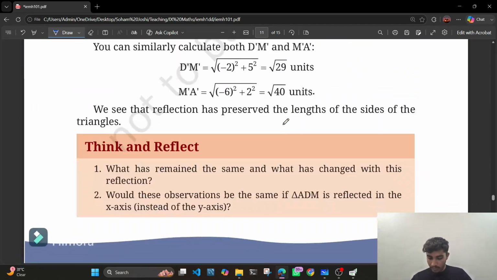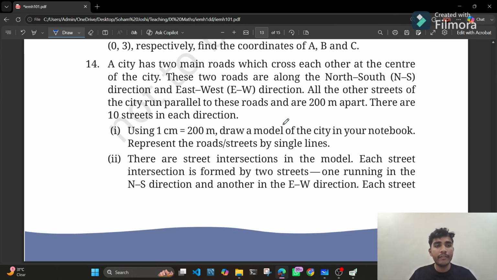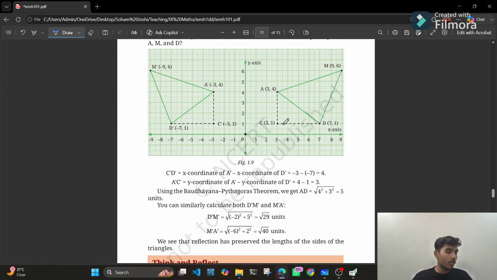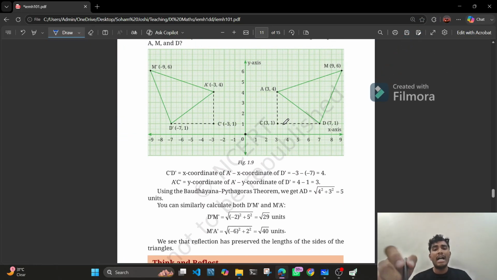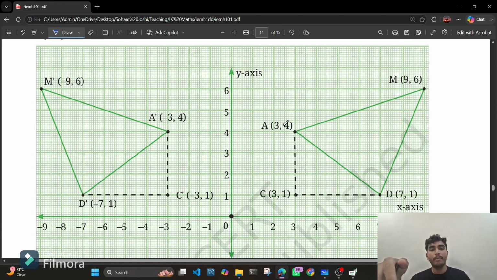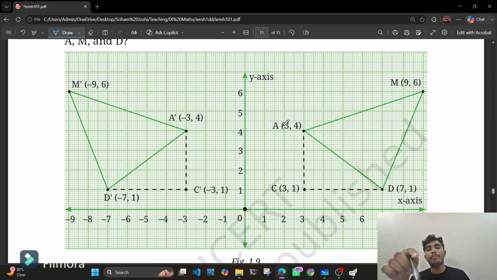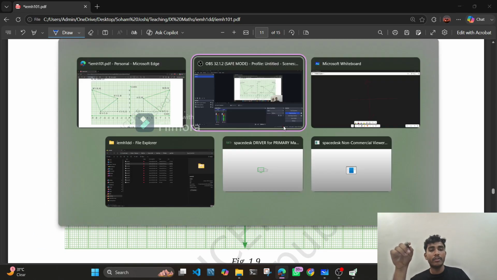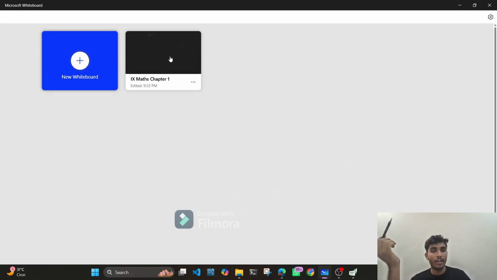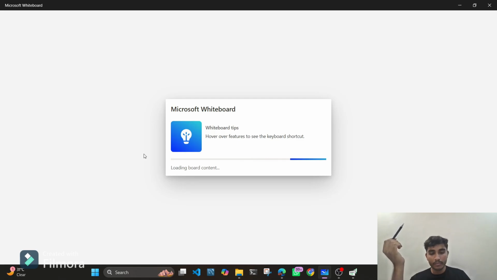So far we are done with this chapter. Solve the exercises, go through your textbook. Also, I would suggest plotting some points on your graph paper. Basically, this is graph paper only, and try to make the points equidistant. I was not able to make it in a very good manner, but I hope you have understood what I have done.